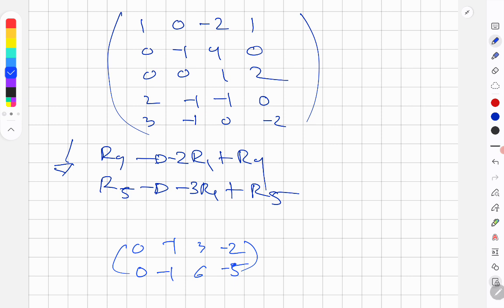So let me, we have 0 here. That's good. Yeah, then we can do one thing. I can take the negative of this one and add it over here and here. Negative of this one. Then we will get another 0 here.